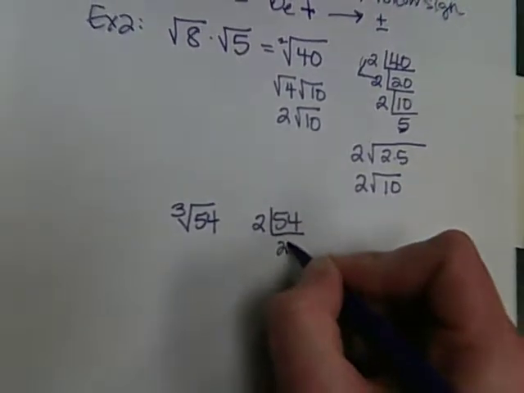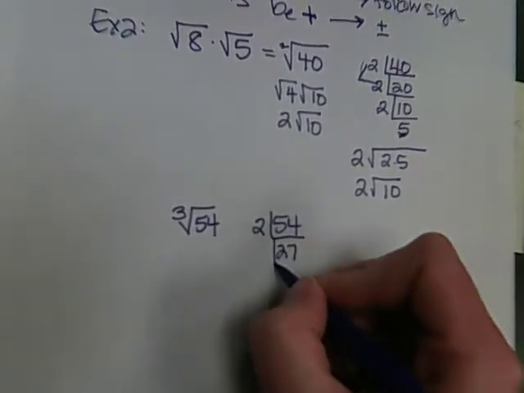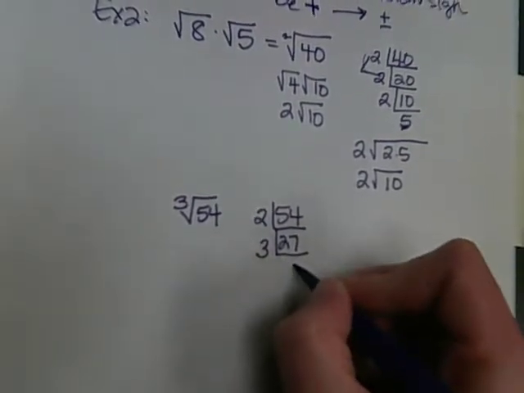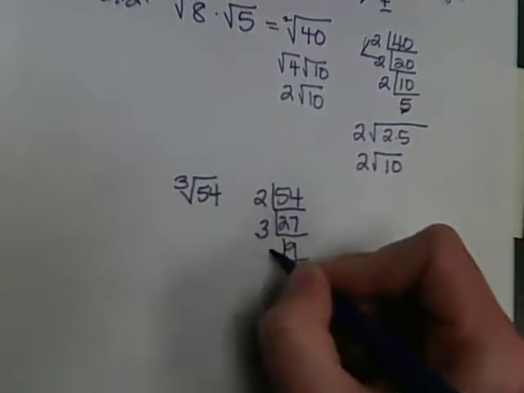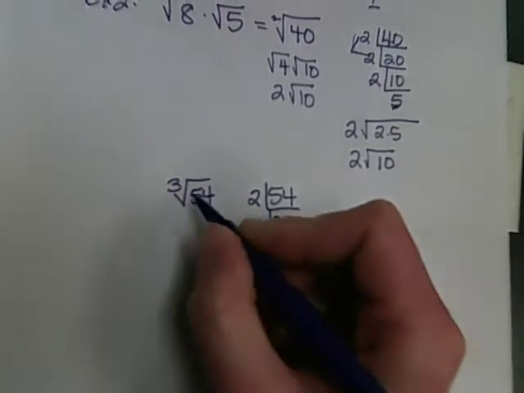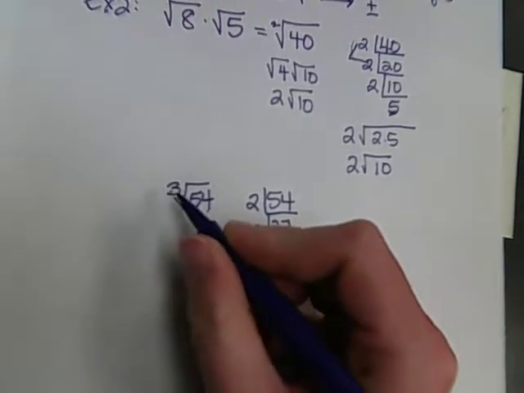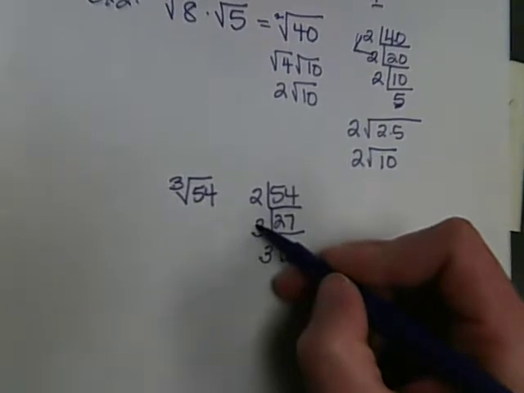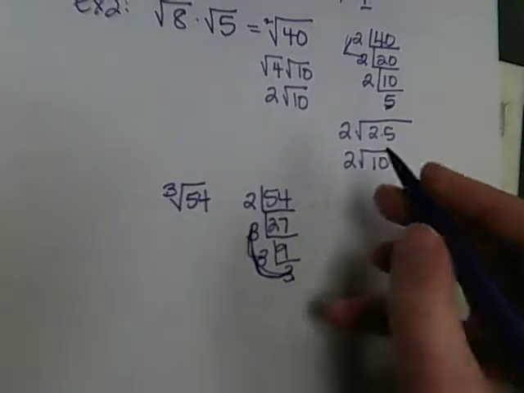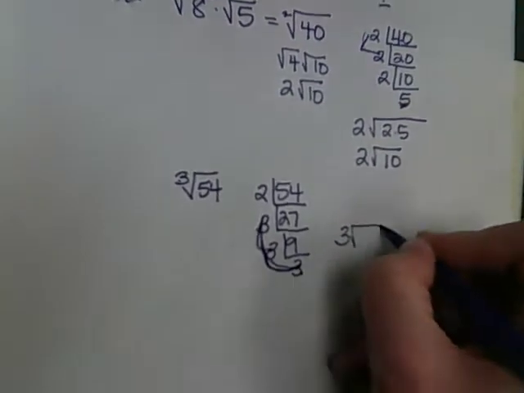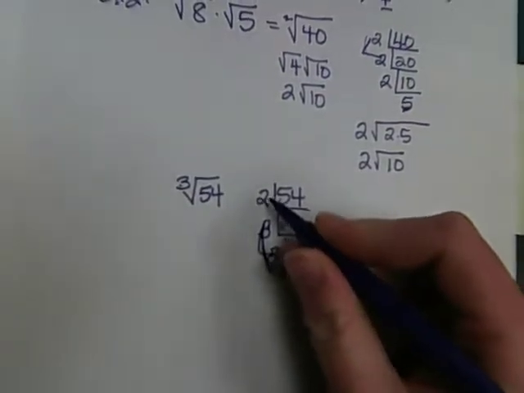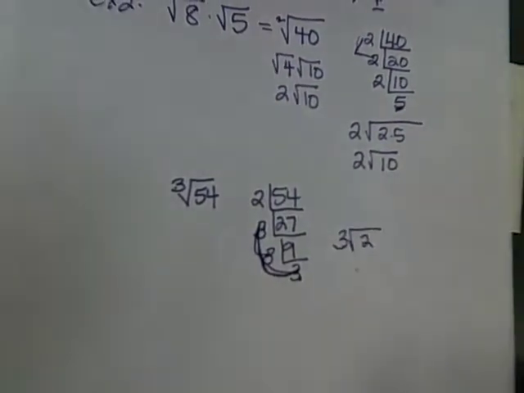2. Gives me 27. Spoiler alert, there was your perfect cube. Smallest number that will come out of 27, 3. Gives me 9. Smallest number is 3. Gives me 3. I'm prime. That's how I know I'm done. Then remember, this is a cube root, so I'm looking for groups of 3 this time. Well, there's a group of 3 right here. So that means the 3 has to come out front. Remember, this 3 represents this group of 3. This guy did not have a partner. He has to stay inside.